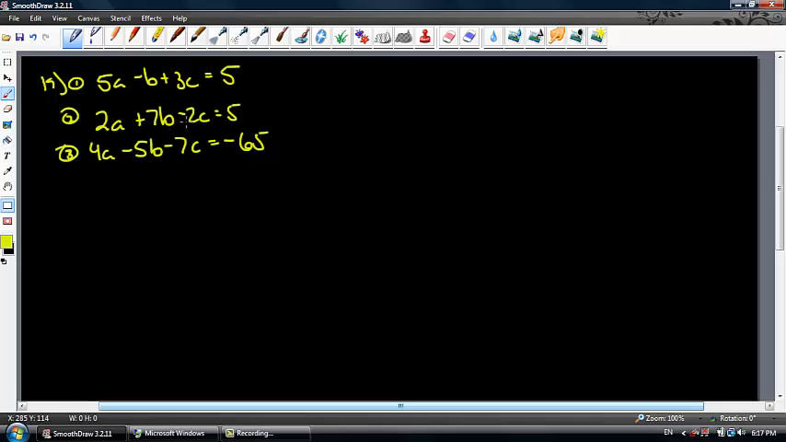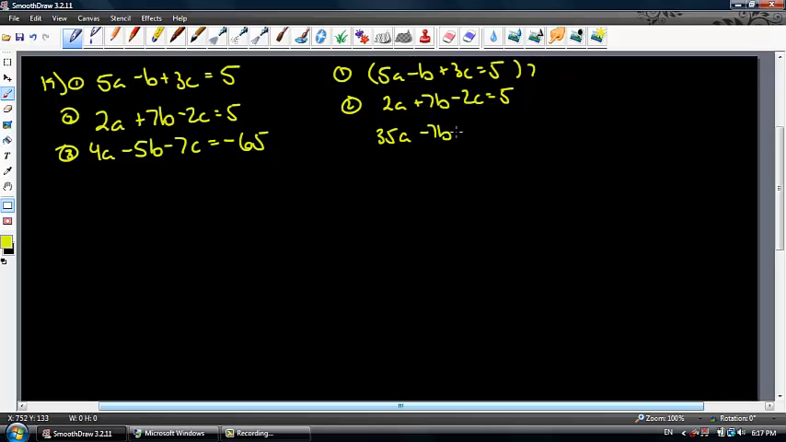We're going to eliminate a variable. I think I'm going to eliminate b just because I feel like it. For that, I'm going to choose equations 1 and 2. So that would be 5a minus b plus 3c equals 5. The next one is 2a plus 7b minus 2c equals 5 again. If I'm going to eliminate b, I'll multiply the top by 7. So what I get is 35a minus 7b plus 21c equals 35. Eliminating the b's, I get 37a plus 19c equals 40.